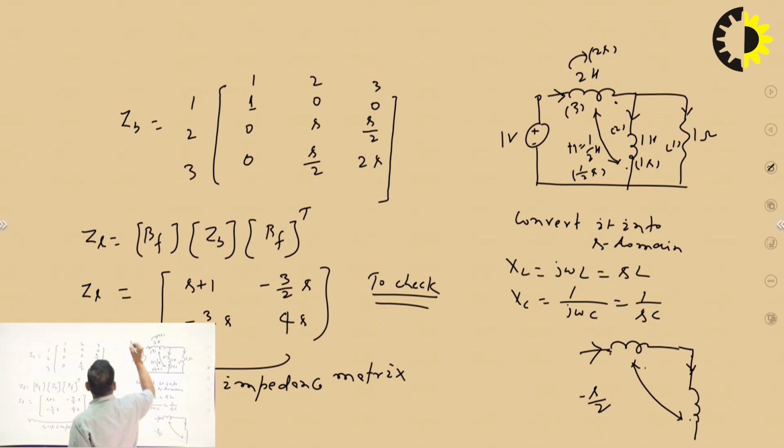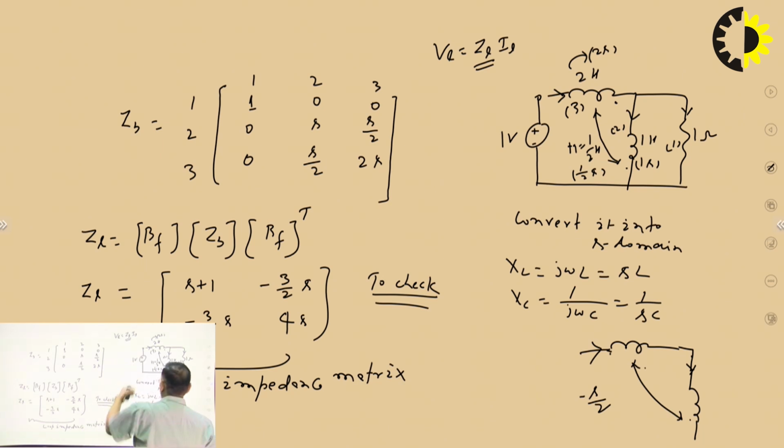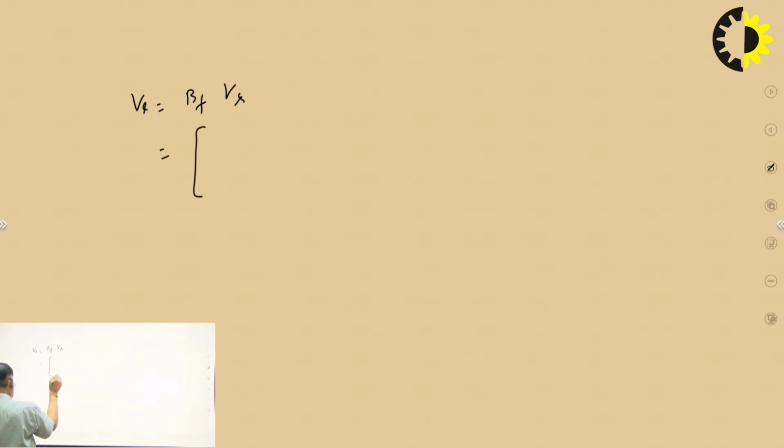Now we have to find VL, where VL is equal to ZL IL. So ZL we have got. Now we have to find the VL. VL is Tieset matrix into VS, the source voltage matrix. So we can write VL is equal to Tieset matrix into VS, and the Tieset matrix we have just obtained here.